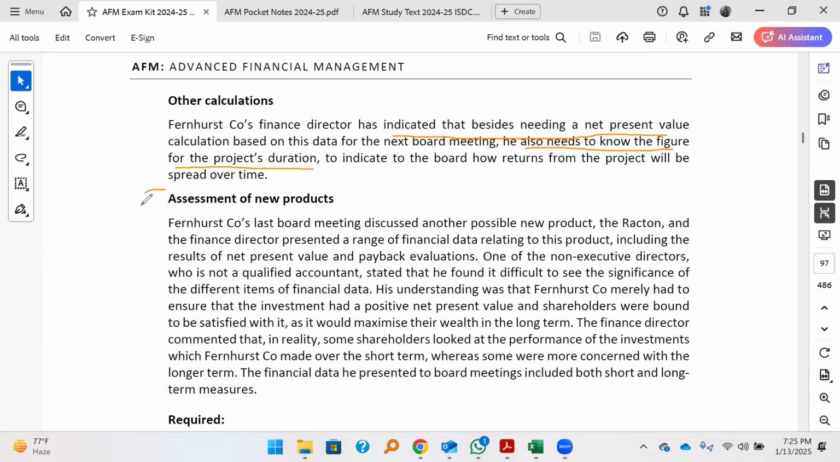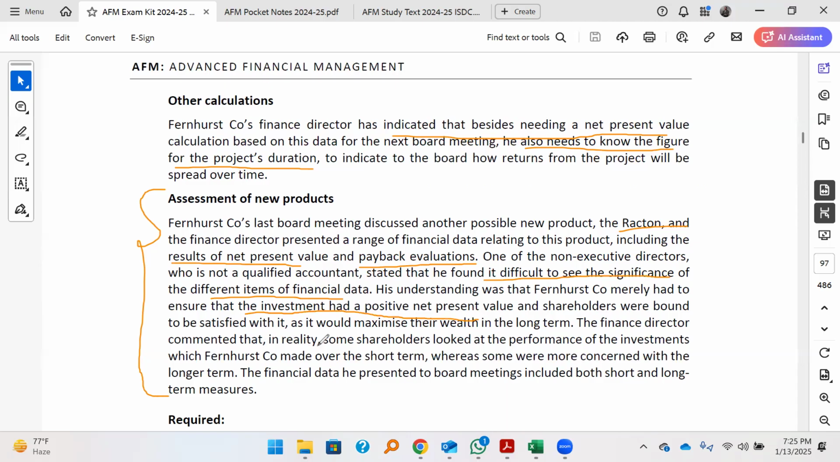And then there's another piece of information given to us concerning assessment of new products. It says that the last board meeting discussed another possible new product, the Racton, and the financial director presented a range of financial data relating to this product. The results of NPV were brought, but also payback evaluation. One of the directors, who is not a qualified accountant, stated that he found it difficult to see the significance of these other items. For him, we just have to invest where there is a positive NPV, and shareholders should be okay.